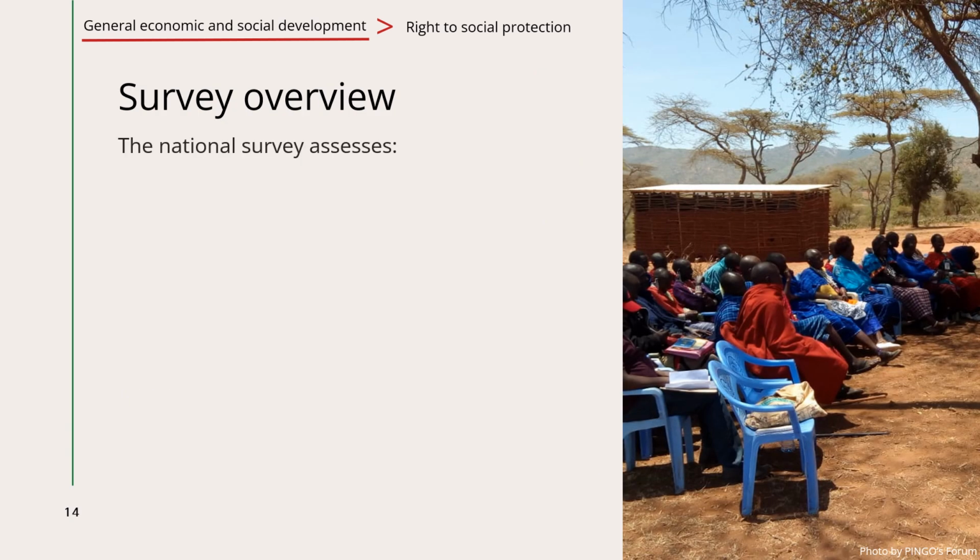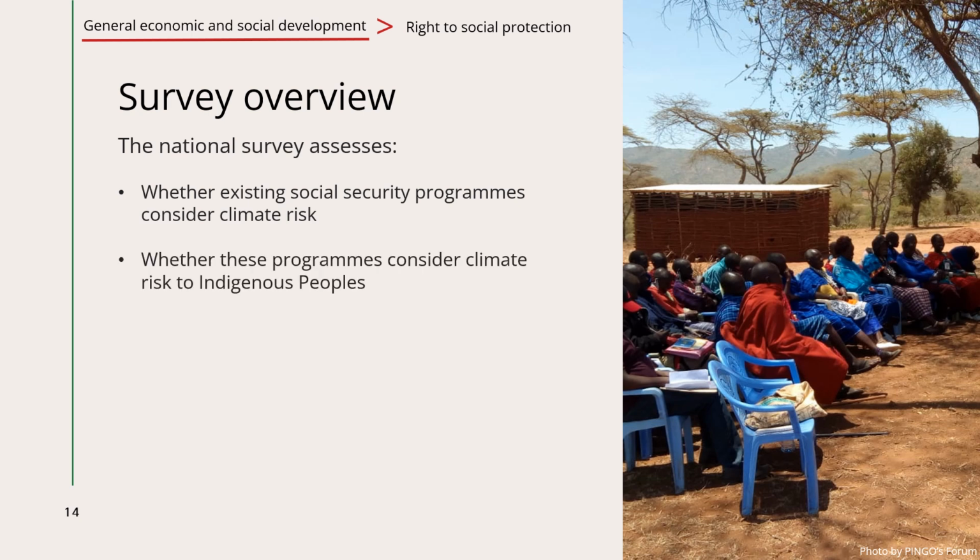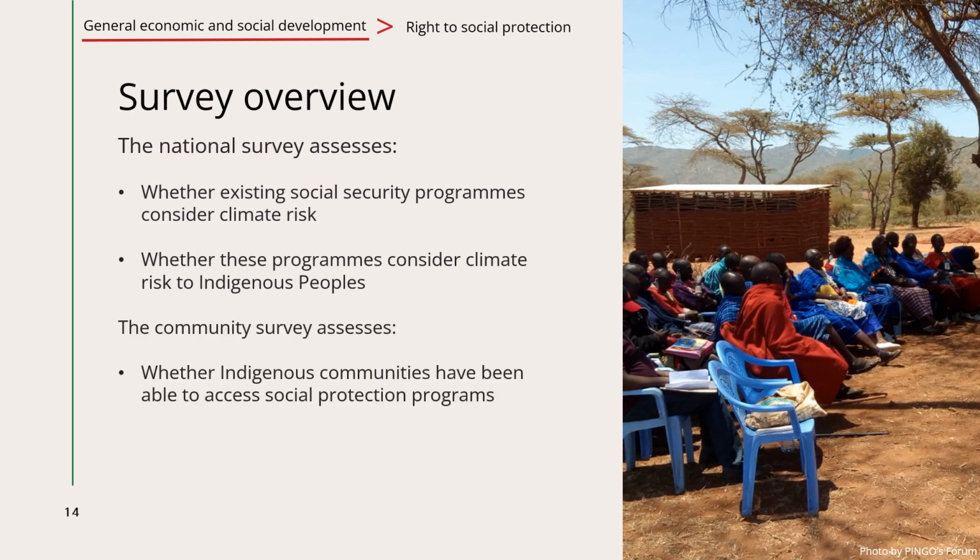The National Survey assesses whether existing social security programs consider climate risk, and then specifically climate risk to Indigenous peoples. The Community Survey assesses whether Indigenous communities have been able to access social protection programs and whether the support is adequate in the context of climate change impacts.